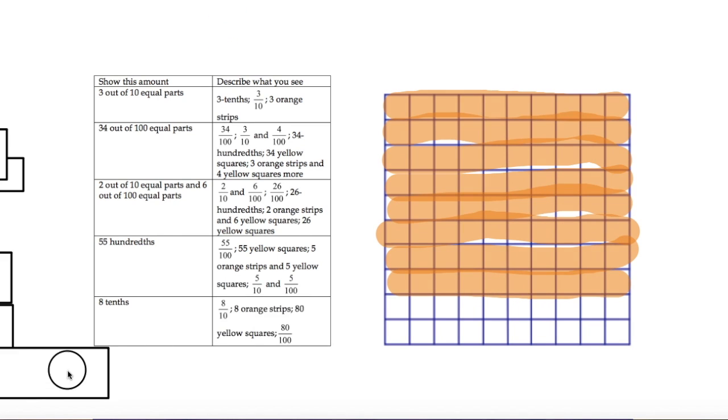What do we notice? You might think of it as 8 orange strips. You might think of it as 8/10 in fraction form like this. You might think of it as 80 yellow squares had we colored in each of those squares yellow. Or you might think of this as 80/100ths in fraction form. Notice that 80/100ths and 8/10 are the same amount.